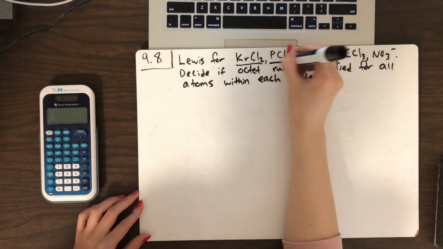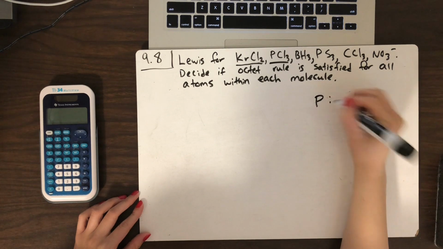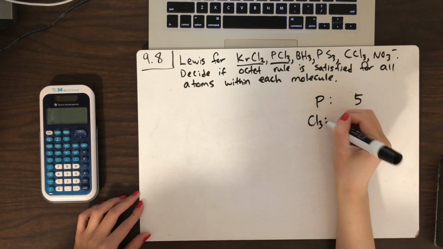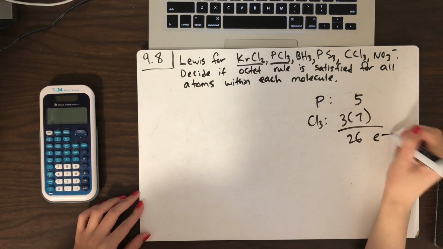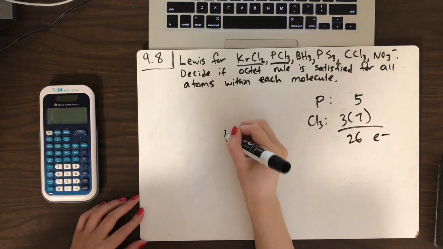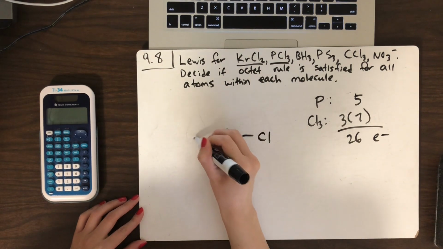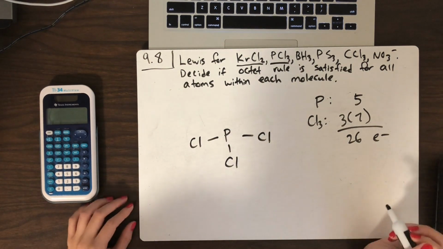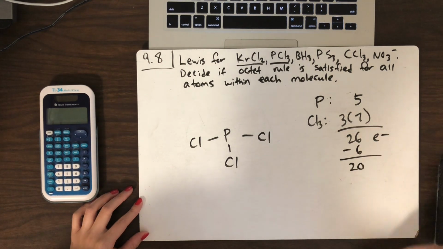Okay, let's look at PCl3. P has 5 valence electrons, and then if you have 3 Cls, 3 times 7, so that'll be 26 electrons that we can work with. At the very least, they need to be connected to each other. Otherwise, there wouldn't even be a Lewis structure. So we used up 6 just to connect them. So I have 20 left. So I'm just going to put them down as dots.